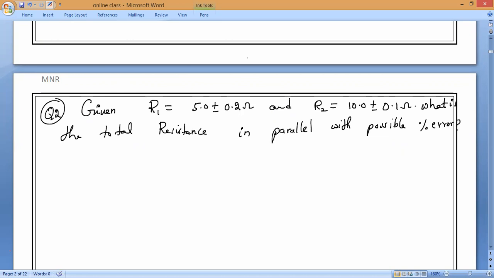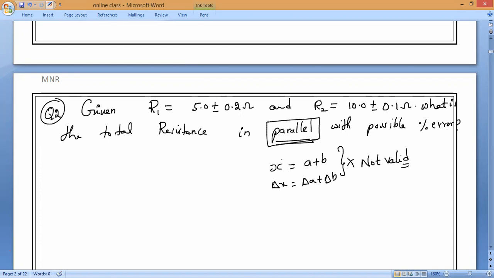First of all, identify whether it is a series connection or a parallel connection. It is a parallel connection. Is it possible to add directly like X is equal to A plus B, delta X is equal to delta A plus delta B? No, it is not applicable because they are in parallel connection. This can be used only for series connection. So we cannot use it.